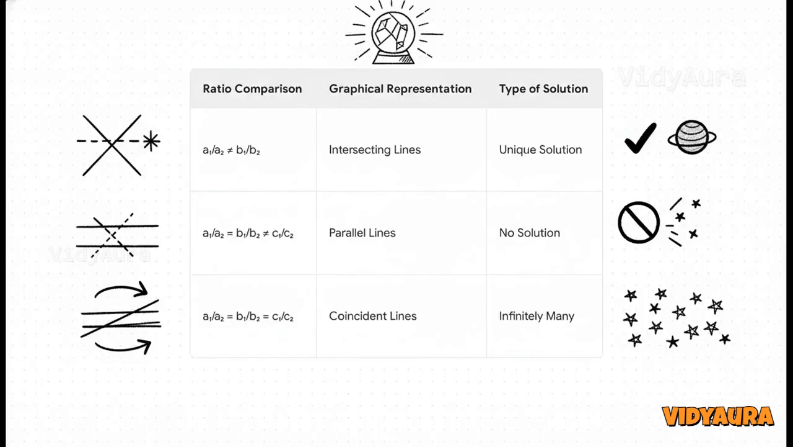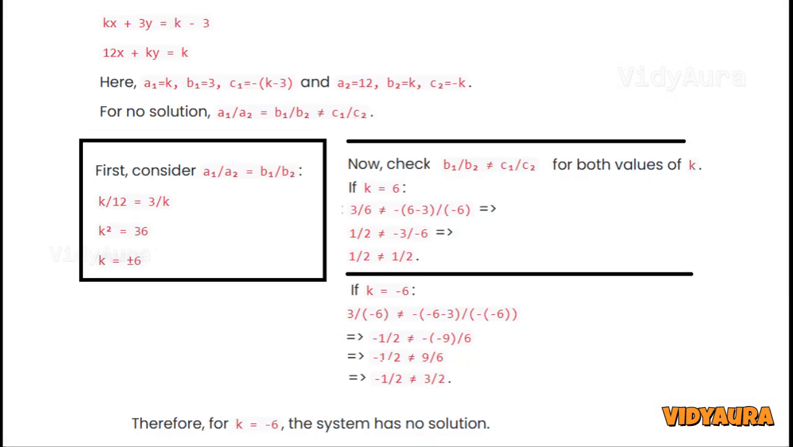And this table, this is our crystal ball. It really is that simple. It's all about comparing the ratios of the A's, B's, and C's. If the ratio of the A's is different from the ratio of the B's, bam, you've got one unique solution. The lines will cross. If the A and B ratios are the same but they're different from the C ratio, you've got parallel lines and no solution. And if all three ratios are exactly the same, well then you're looking at the same line, which means infinite solutions. Okay, let's put this to the test with a tough exam-style problem.